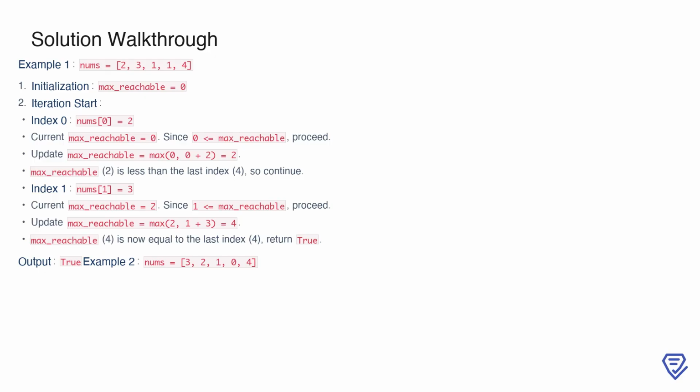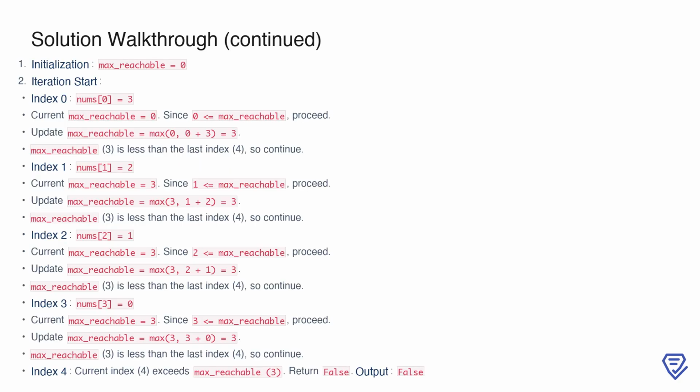Now, max_reachable equals the last index of the array, so we can conclude that it is possible to reach the end, and we return true. Now, let's analyze example 2, where nums equals [3, 2, 1, 0, 4]. Just like before, we initialize max_reachable to 0.